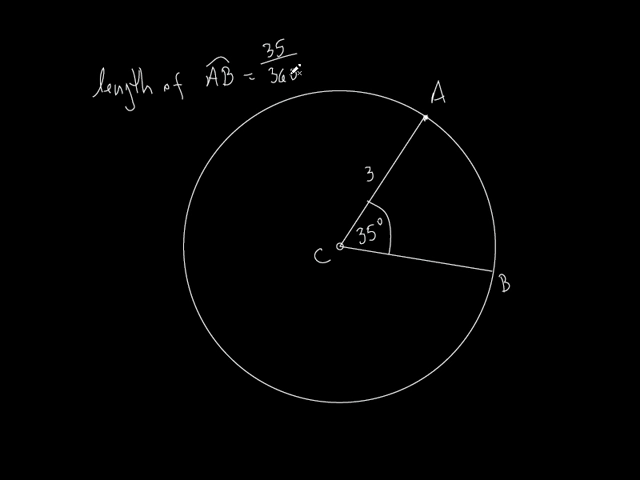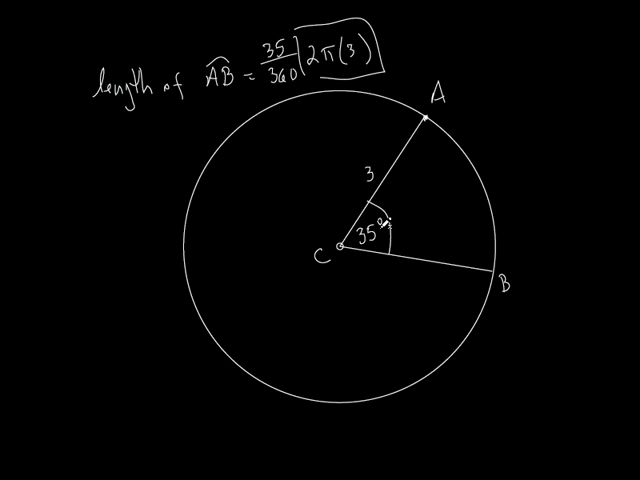Minus? Why are we minusing? Right. It's this fraction. It's 35 out of 360 of the whole circle, right? So what would be the circumference of the whole circle be? It'd be 2 pi r, right? That would be the whole entire circle. But we're not finding the distance around the whole entire circle. We're only finding the distance around this part of the circle.